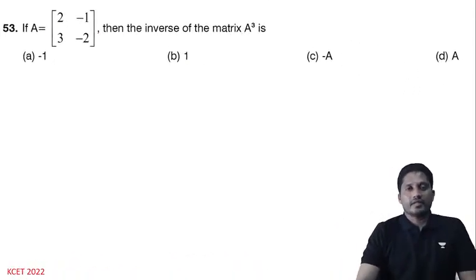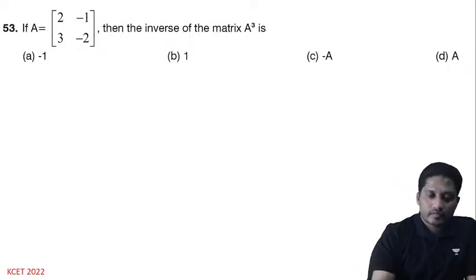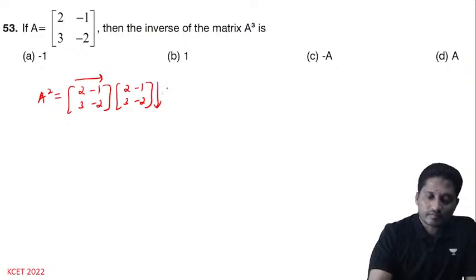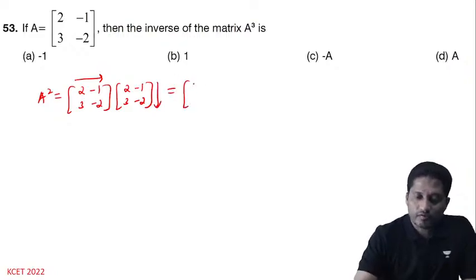Right? Question number 53. What is the inverse of a cube? First, I will find out a square. A square is a into a. 2 minus 1, 3 minus 2. Again, this is 2 minus 1 and 3 minus 2. First row, first column, you will get this as 4 minus 3. And then you get minus 2 plus 2. 6 minus 6. Minus 3 plus 4. So you get 1, 0, 0, 1. You get I unit matrix.